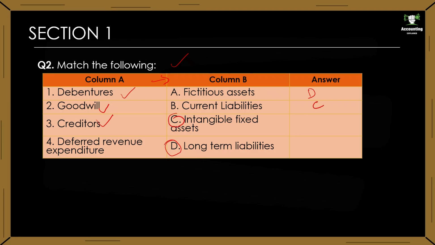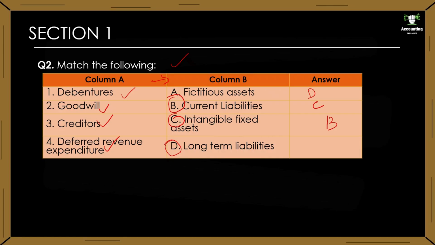Next, creditors. Creditors are those persons to whom you owe money for the purchases you have made. Creditors, you make the payment usually within a year. So, if a liability you are going to pay within a year, then such liability is called as a current liability. So, for 3, answer is B. B is the answer. Next, deferred revenue expenditure.